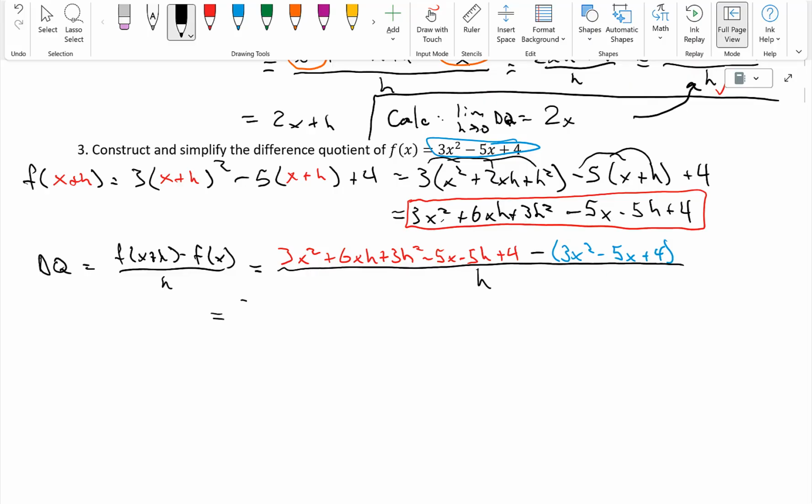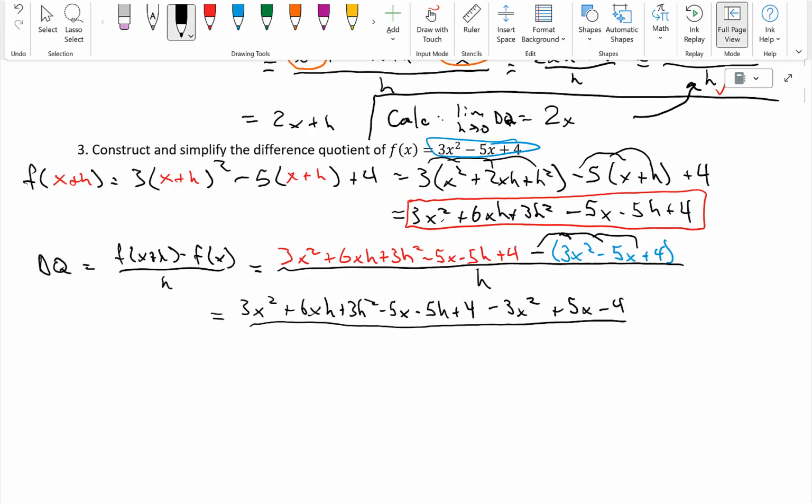To simplify, we can rewrite most of the numerator, 3x squared plus 6xh plus 3h squared minus 5x minus 5h plus 4, and then do our distribution, minus 3x squared plus 5x minus 4, all over h.